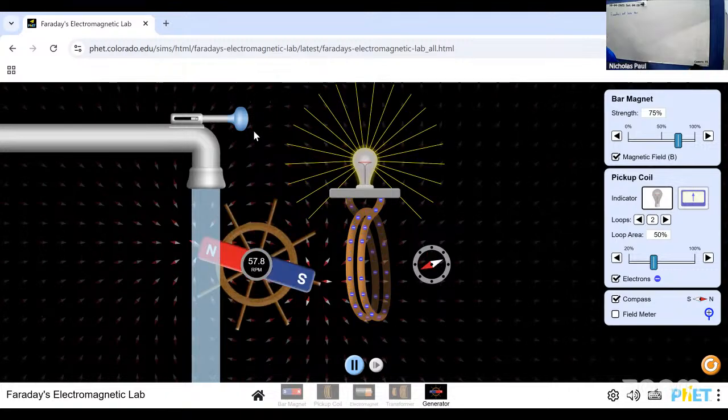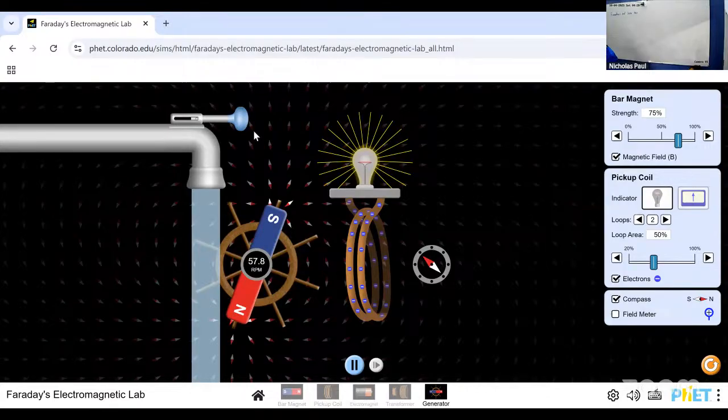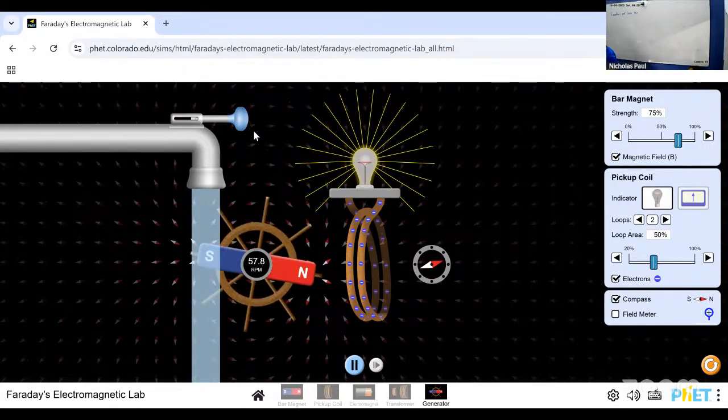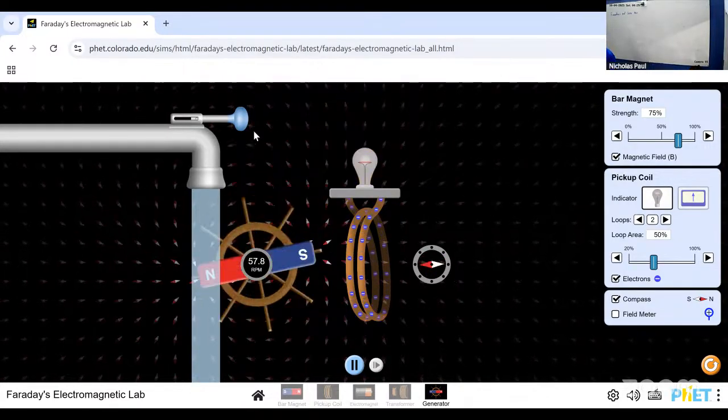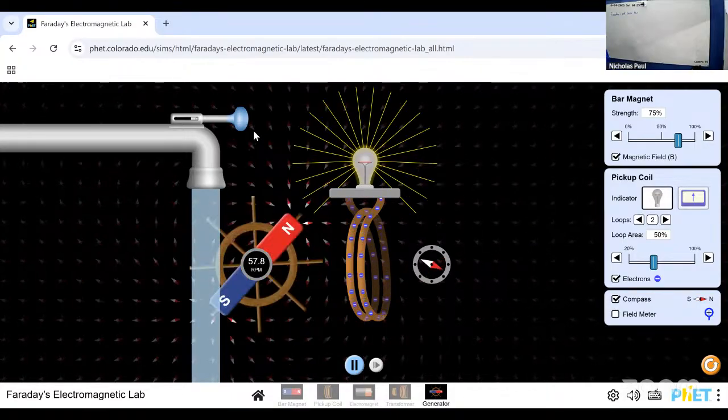You're seeing that? So the faster the field lines, because the field lines are around the magnet, right? The faster the magnet moves, the faster the field lines will cut the conductor. The conductor is the coils. So okay with that?